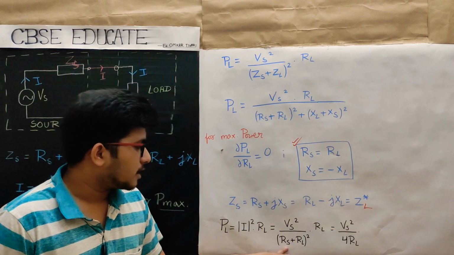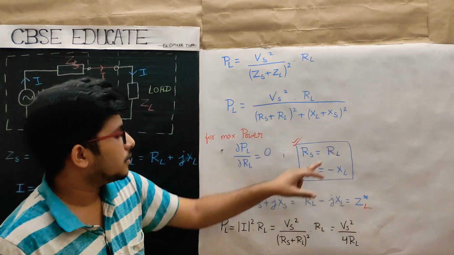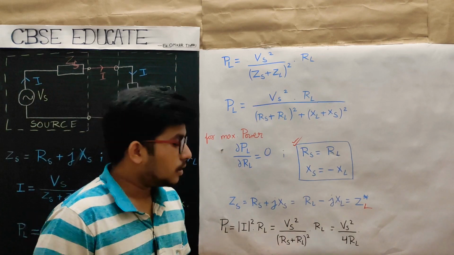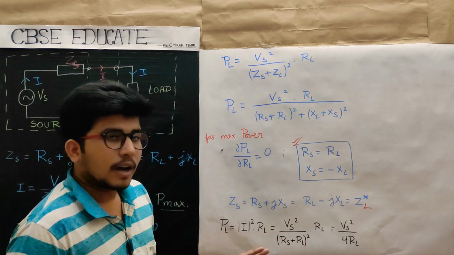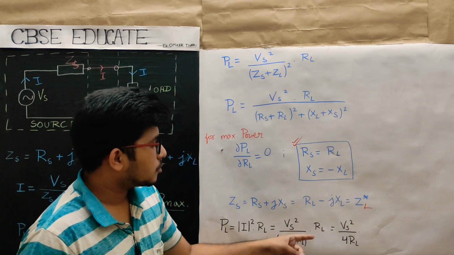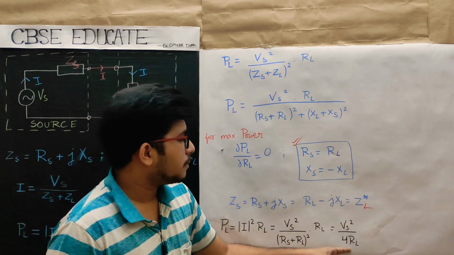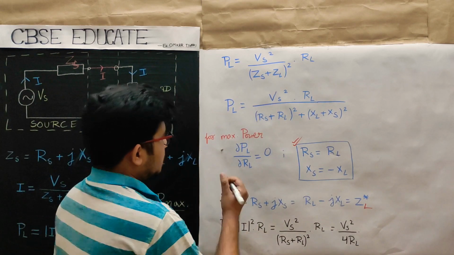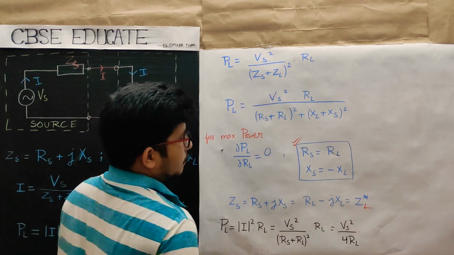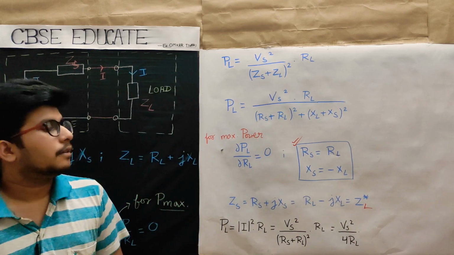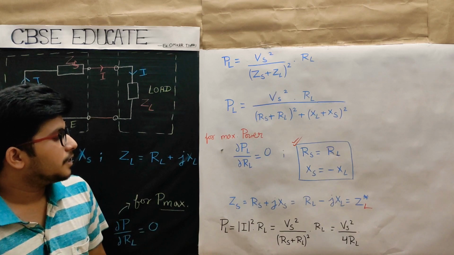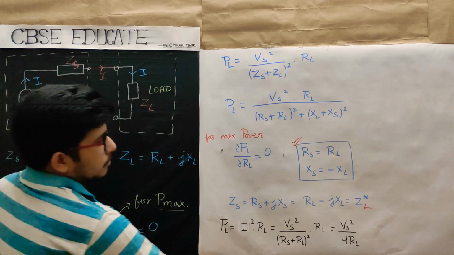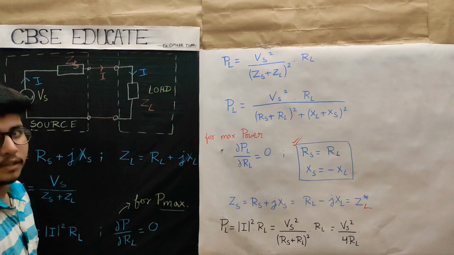In place of RS I can write RL. So RL plus RL becomes 2RL, and 2RL square is 4RL square. One RL cancels out, so we get Vs square by 4RL. This is the equation for maximum power, that is PL is equal to Vs square by 4RL. This is only for a resistive load. If there is any inductive or capacitive load, then the formula changes, and there you have to take care of what to do.